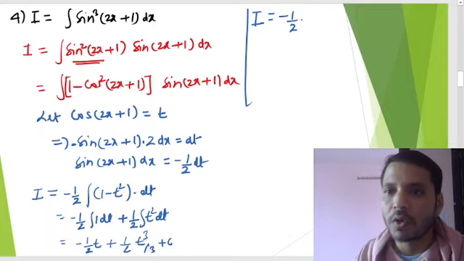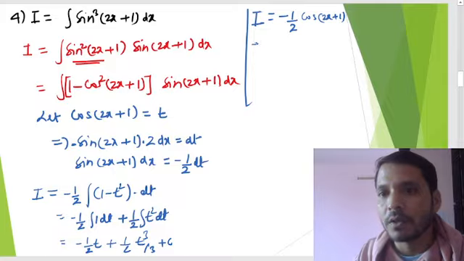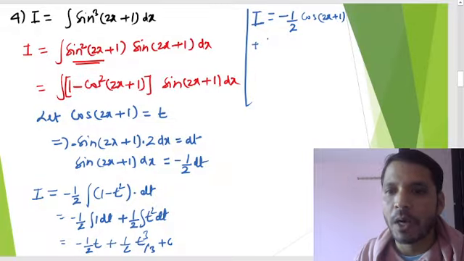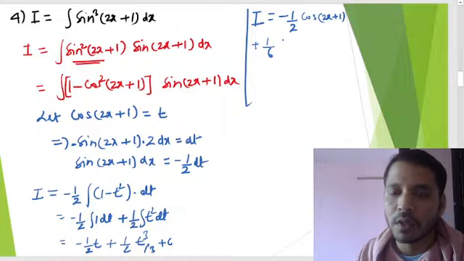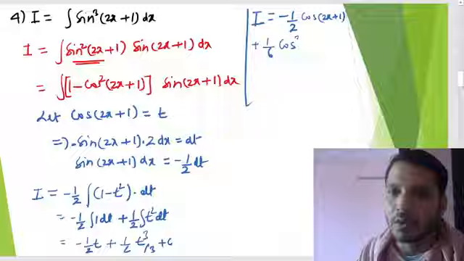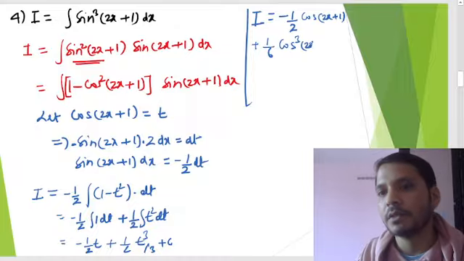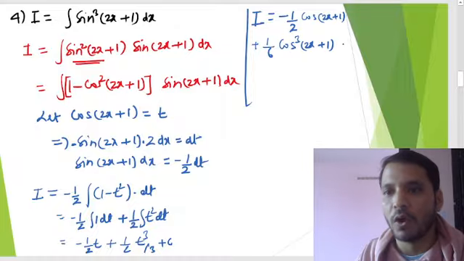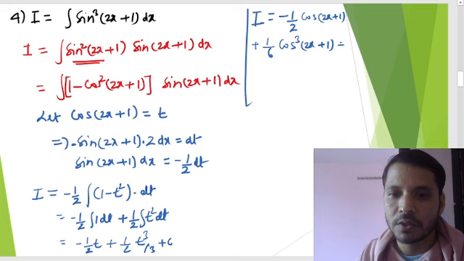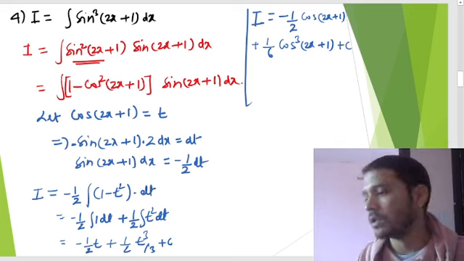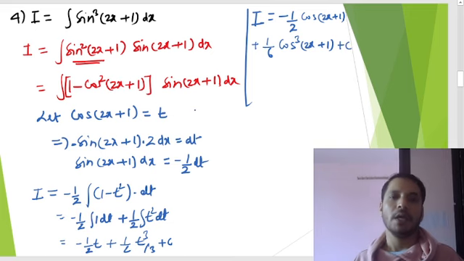T means cos of 2x plus 1, cos of 2x plus 1, plus 1 by 6 and t cube. T cube means cos cube of 2x plus 1. Now plus, the last term is just c. So this is the answer of the question number 4.